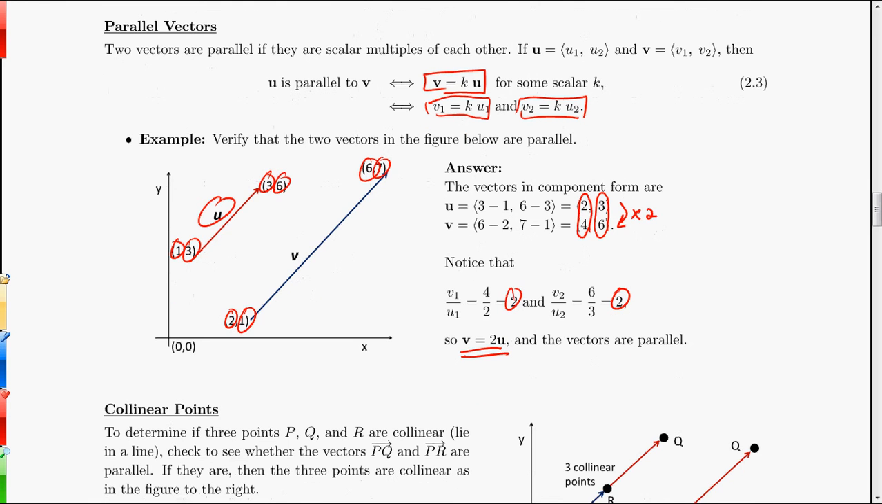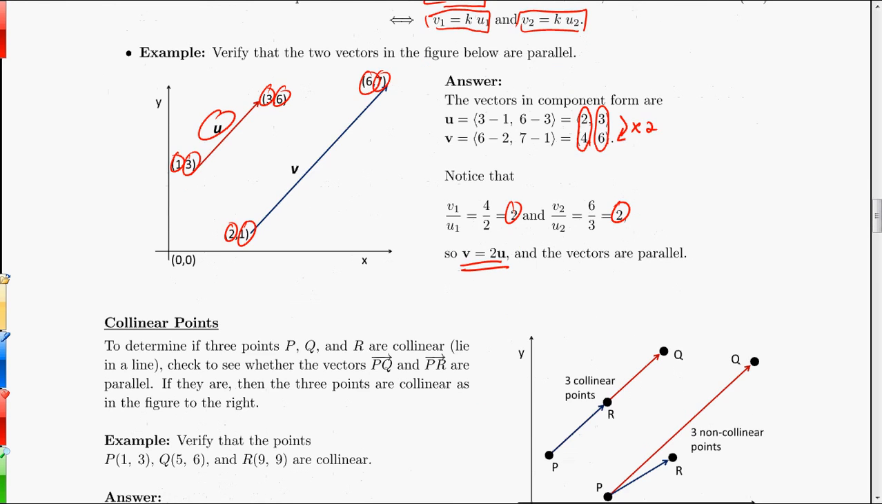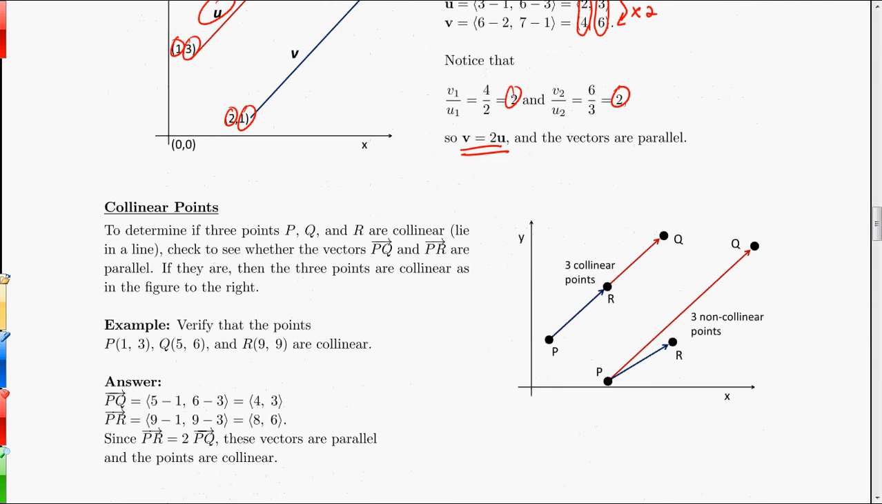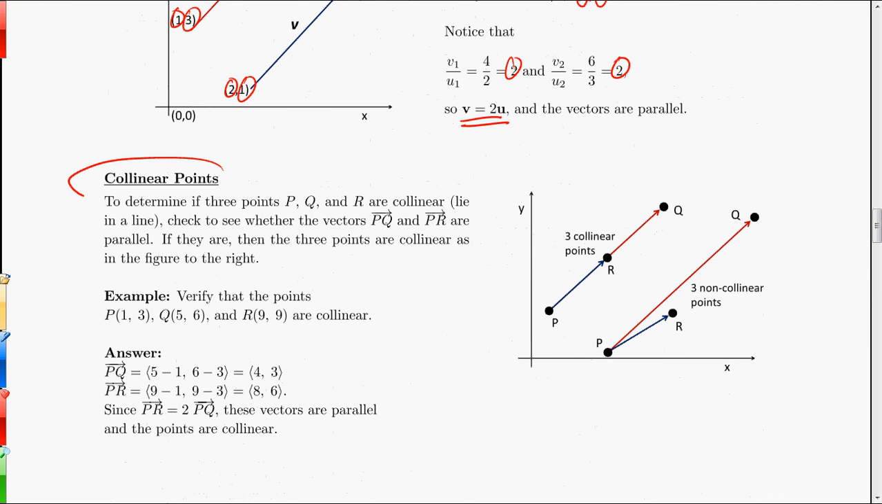All right. Nice little trick for seeing if 3 points are collinear. The process goes like this. Suppose you have 3 points, P, Q, and R. In this case, notice they're obviously collinear, or depicted as collinear. Here they are not.